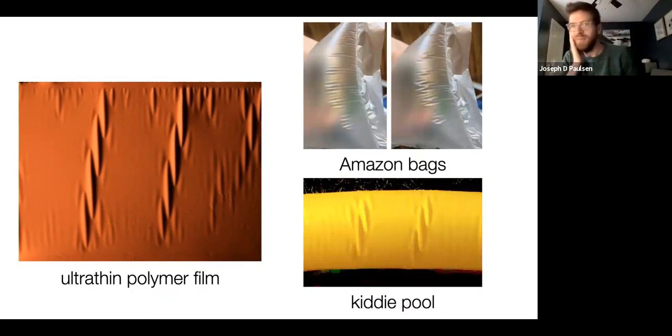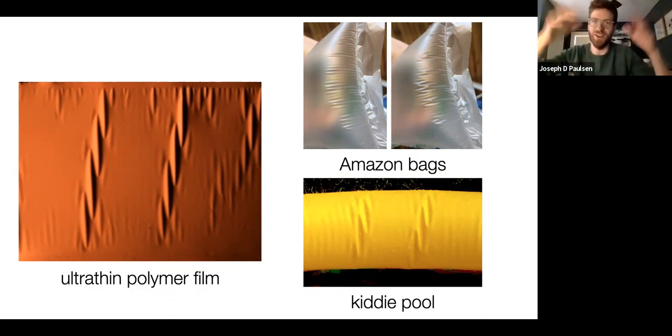But we also saw these things in these inflated structures. And so I'd like to quantify this in these other experiments as well. That is, the kiddie pool is nice, the Amazon bag is nice, but can we do this in a laboratory setting where we're really controlling what's going on with the geometry of the bag and the pressure inside, and we're measuring everything, and we can really characterize the transition on this larger inflated surface scale.